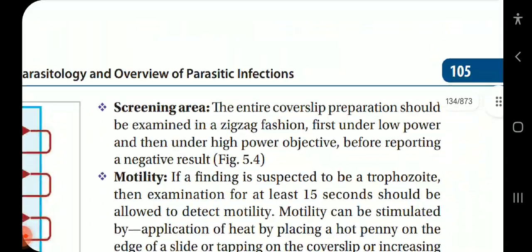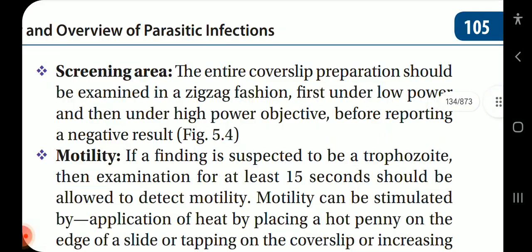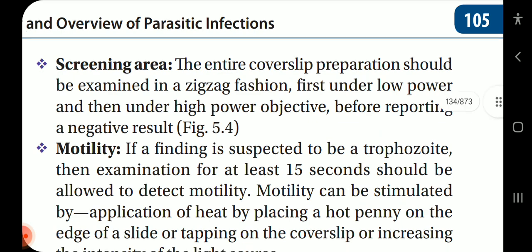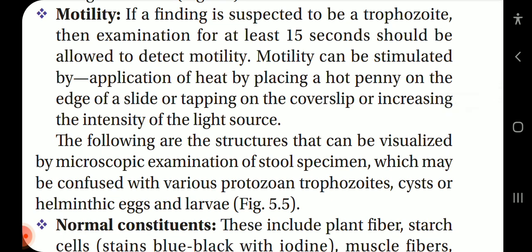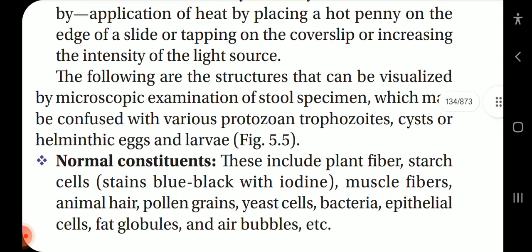Now the screening area: the entire coverslip preparation should be examined in a zigzag fashion, first under low power and then under high power objective, before reporting a negative result. Motility: if the finding is suspected to be a trophozoite, then examination for at least 15 seconds should be allowed to detect motility. Motility can be stimulated by application of heat by placing a hot penny on the edge of a slide, tapping the coverslip, or increasing the intensity of the light source.